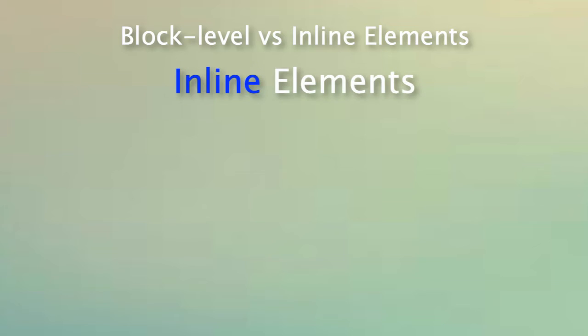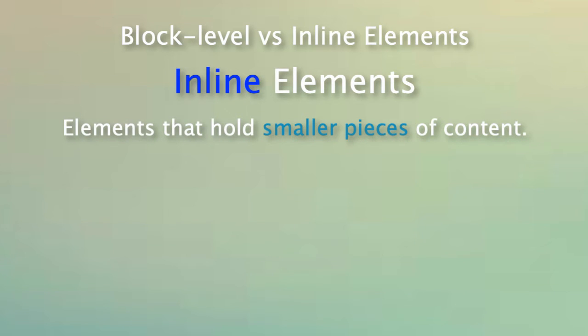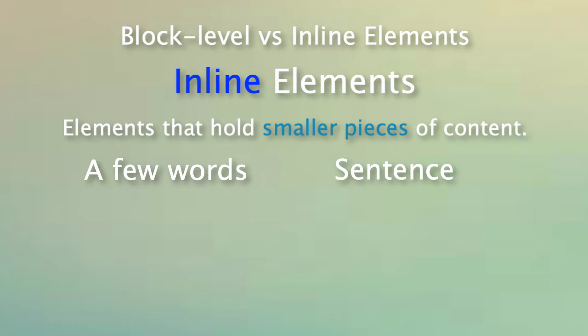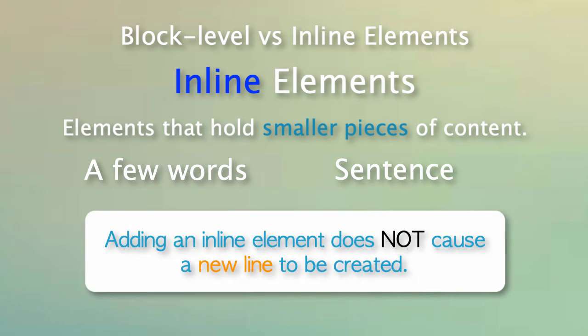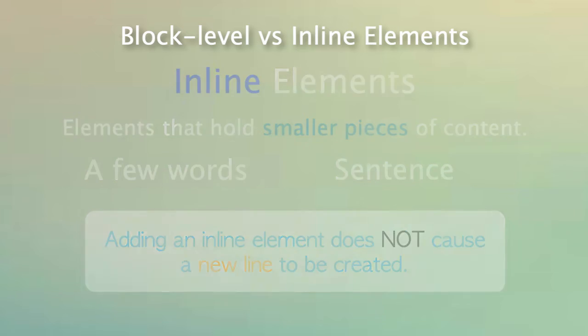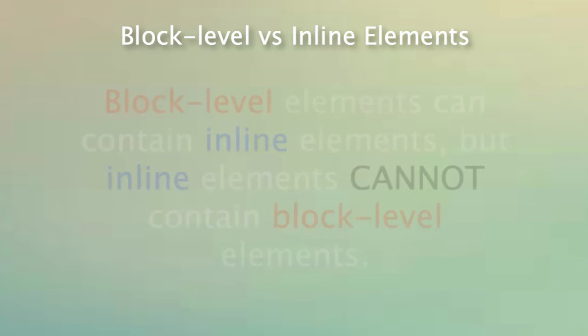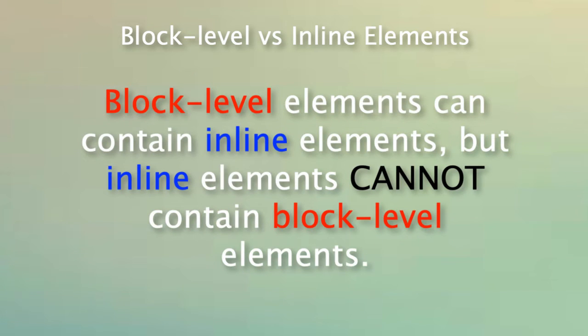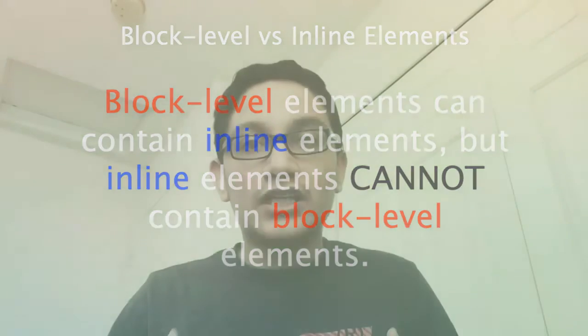Inline elements, on the other hand, are designed to hold smaller pieces of content, such as a few words or a sentence within a larger block of content. Adding an inline element doesn't cause a new line to be created. Here's the big idea. Block level elements can contain inline elements, but inline elements can't contain block level elements. So now that we know the main difference, how can we apply our knowledge to our website? Well, let's get started and learn how.